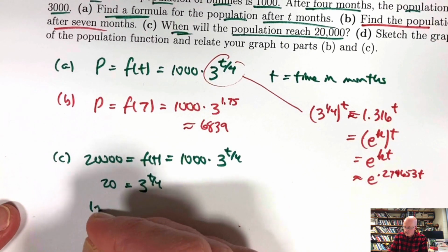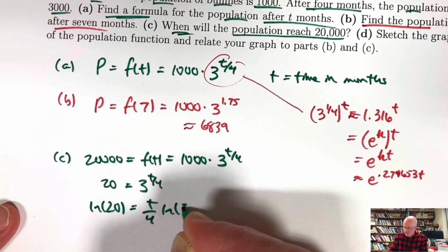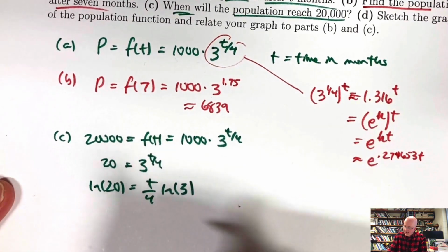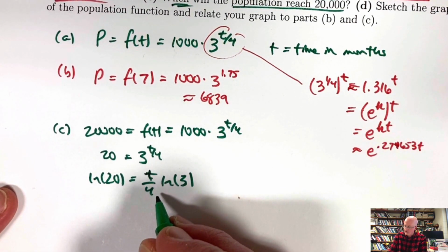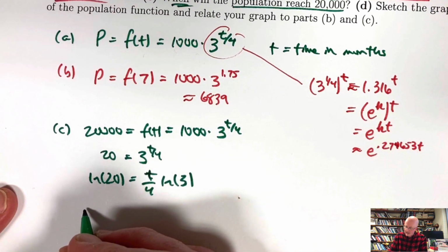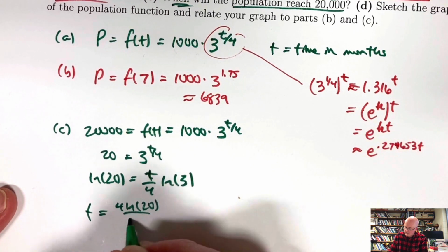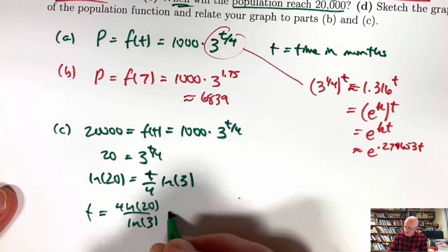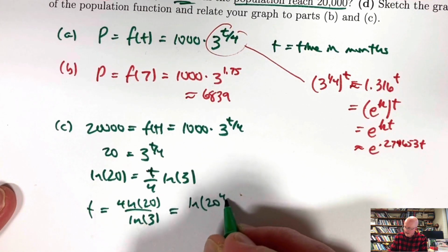Take the natural log of both sides. Use properties of logs like this. And then solve for t. I've got to multiply both sides by 4 and divide both sides by natural log of 3. t is going to be 4 natural log of 20 divided by natural log of 3, which could also be written as ln of 20 to the 4th, whatever that is.